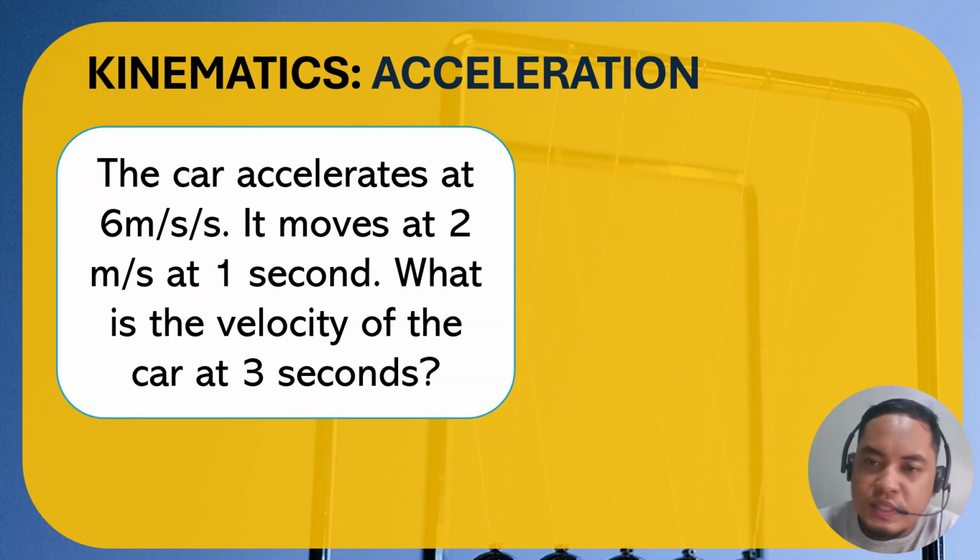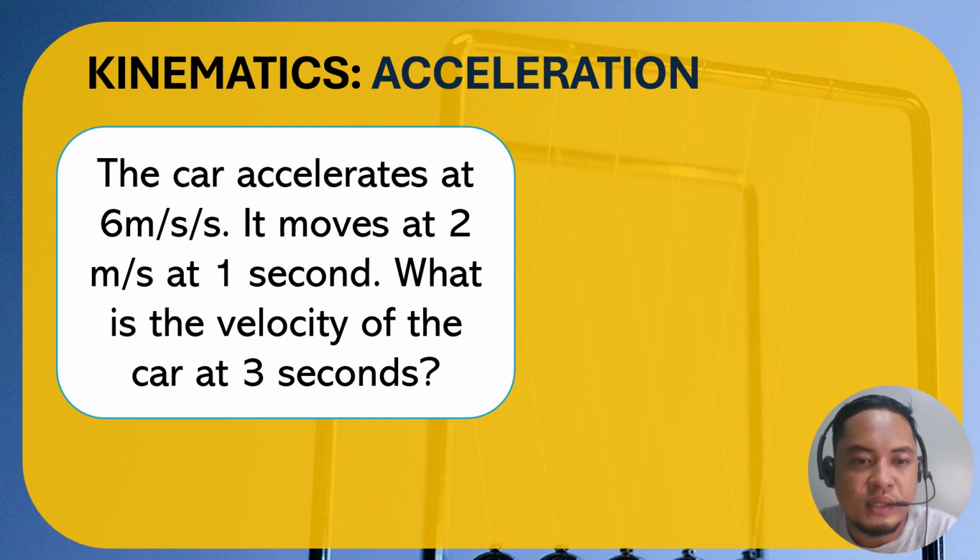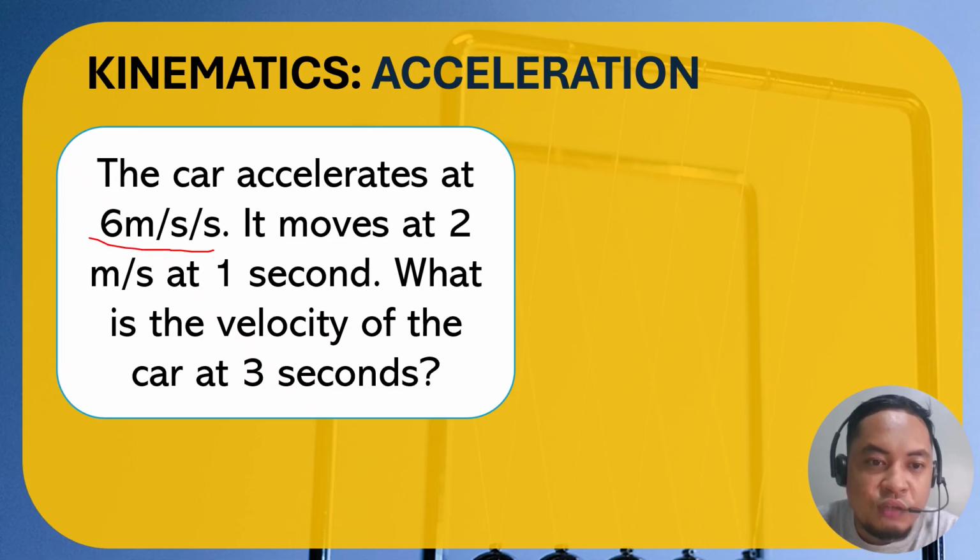Okay, so we have this problem from the book. The car accelerates at 6 meter per second squared. It moves 2 meter at 1 second. What is the velocity of the car at 3 seconds? That's what I've told you earlier, that we have problems like this. Okay, so all you have to remember is to know the value of your acceleration, that's 6 meter per second squared.